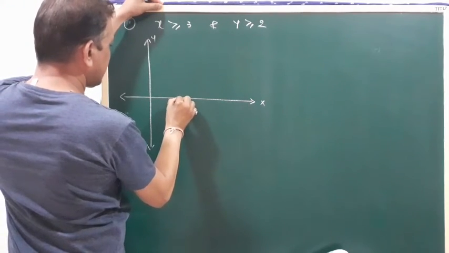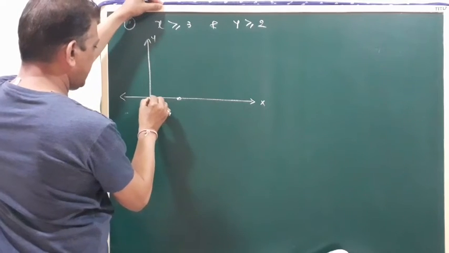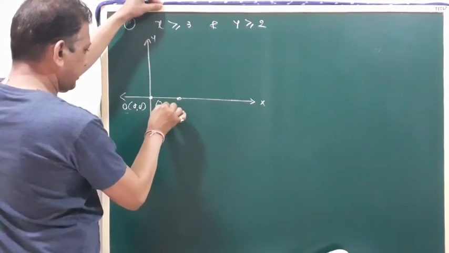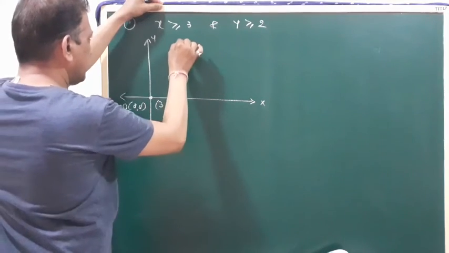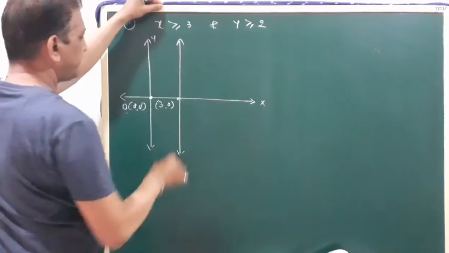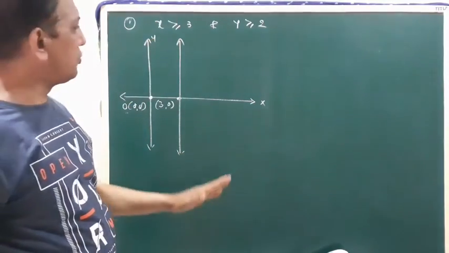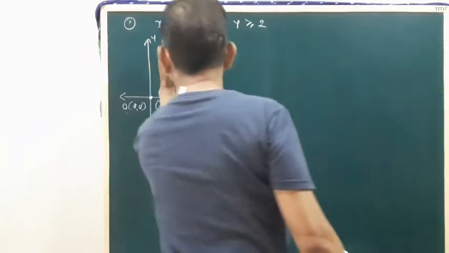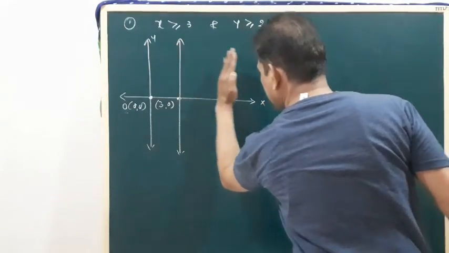First we draw x equal to 3. This is the origin. Here we write 3, 0. Now draw the line. X is greater than or equal to 3, so we take the right side part. This portion, all are points.